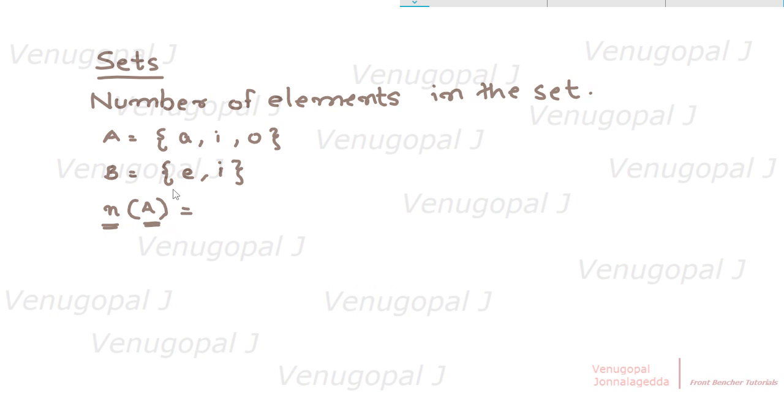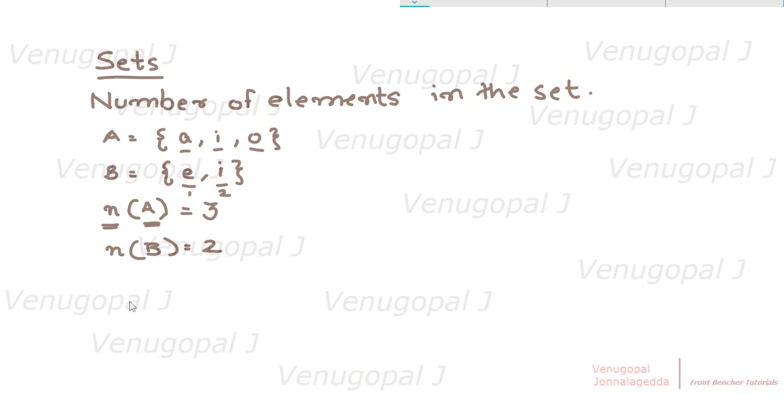So the number of elements in set A are 1, 2 and 3. So the number of elements returns a value 3 for set A. And similarly for set B, the number of elements is 2. Okay, 1 and 2.